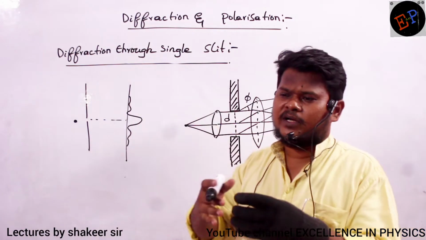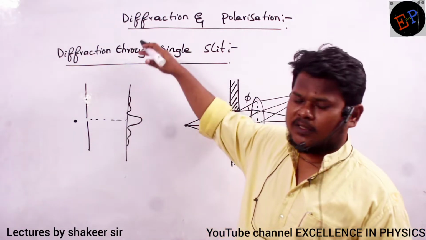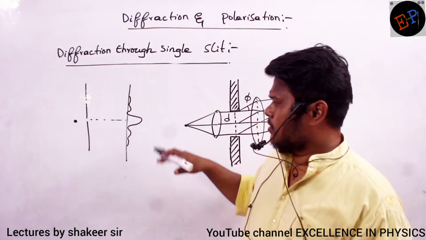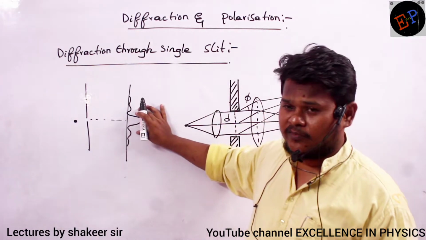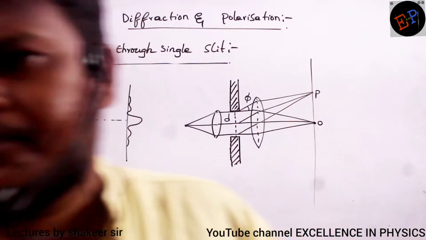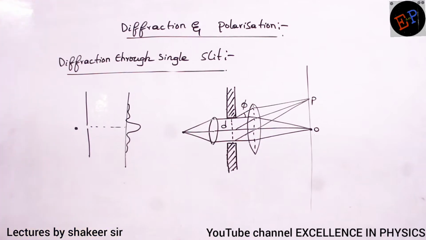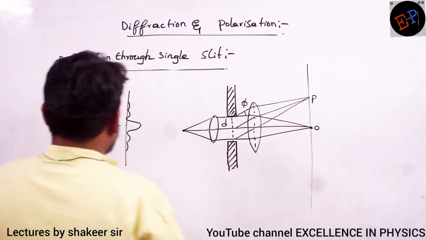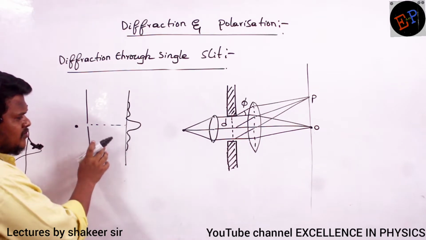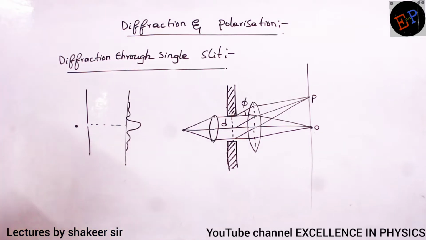Remaining fringes will be very dull. As you move away from the center, brightness reduces, width also reduces. So here only the central bright fringe will be very bright. Remaining fringes will not be so bright. So if I take the magnified image of this figure, then the figure appears like this. Are you able to understand?